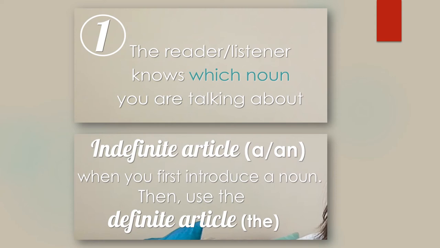Rule number one, indefinite article, a and an. We use the indefinite article when we introduce a noun for the first time. Obviously, when we introduce it, we are introducing it for the first time. The reader or the listener then knows which noun you are talking about. Again, I'll repeat, we use a or an when you first introduce a noun. Then, after introducing it, we can use the definite article, the.